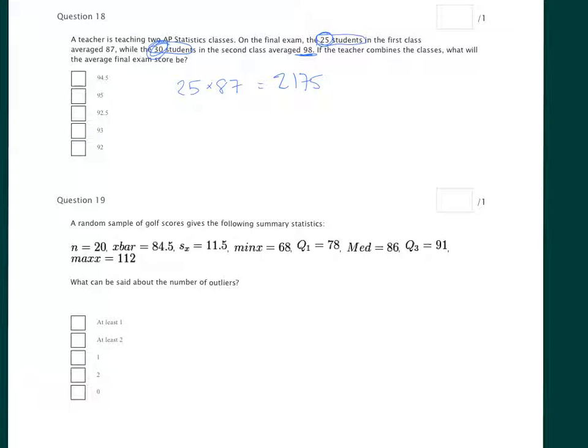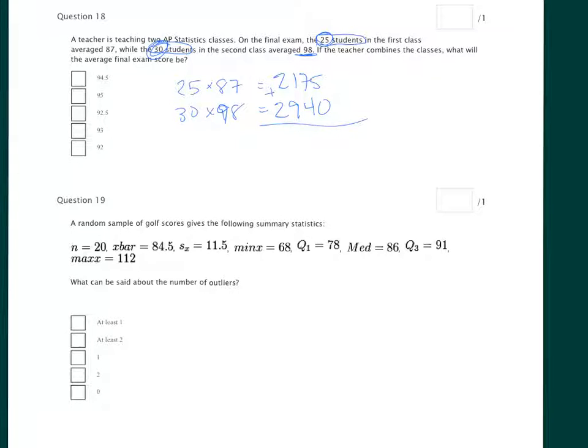And then for the next one, I'm going to say, all right, every single student in the class of 30 got a 98. So then I've got 30 times 98, and that gives us 30 times 98 is 2,940.